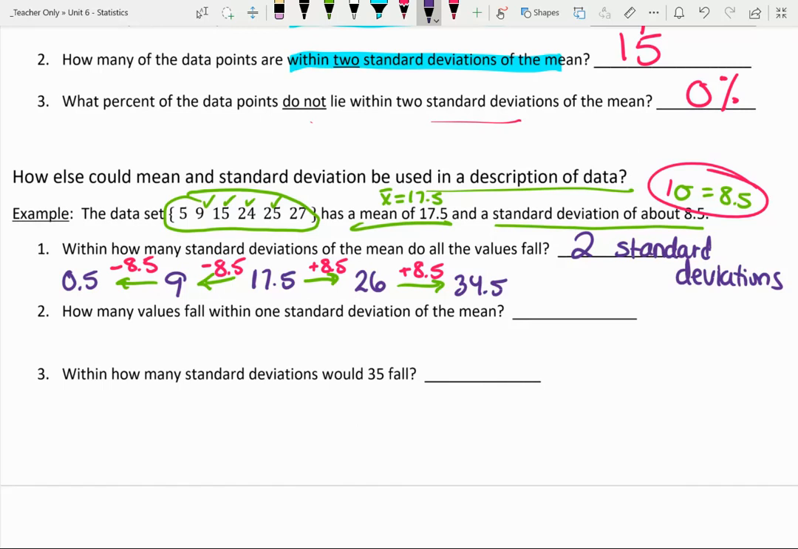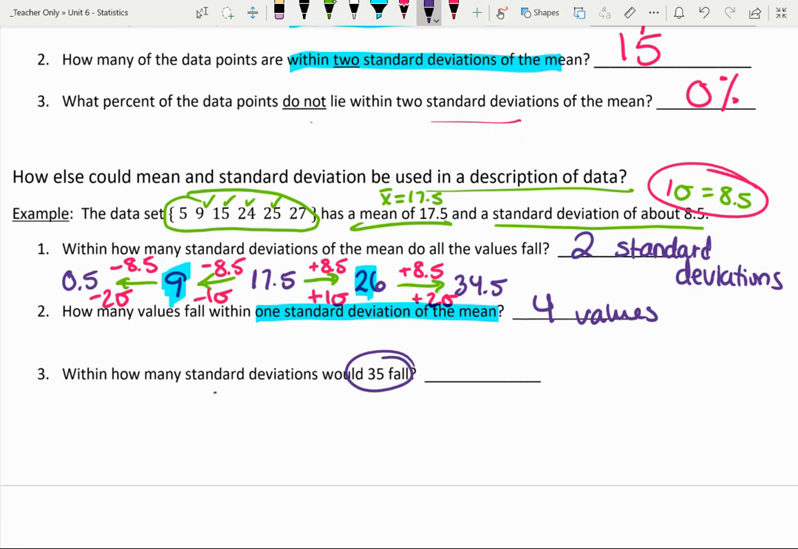So it took me 2 iterations, right? Adding 1 standard deviation to actually adding 2 standard deviations, or subtracting 1 standard deviation to get me there. Now, when it says how many values fall within 1 standard deviation of the mean, we actually already answered that question earlier, because 1 standard deviation is 9 to 26, and we said earlier that 4 of those values fall within that range. And then the last question, it says, within how many standard deviations would 35 fall? So if 35 was included in my data set, how far away would I have to go?